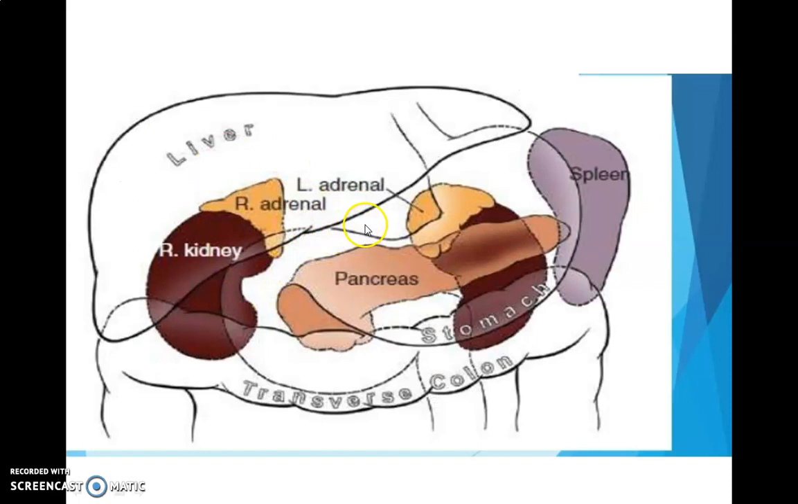Similarly, in this figure also we can see the relation of the left suprarenal gland and the right suprarenal gland. See, the right suprarenal gland is overlapped by the liver, and here the left suprarenal gland is separated from the stomach by the cavity of the lesser sac. In lower part, the anterior surface of the left suprarenal gland is related to the pancreas, it is shown over here. Upper end of the suprarenal gland is related to the spleen.